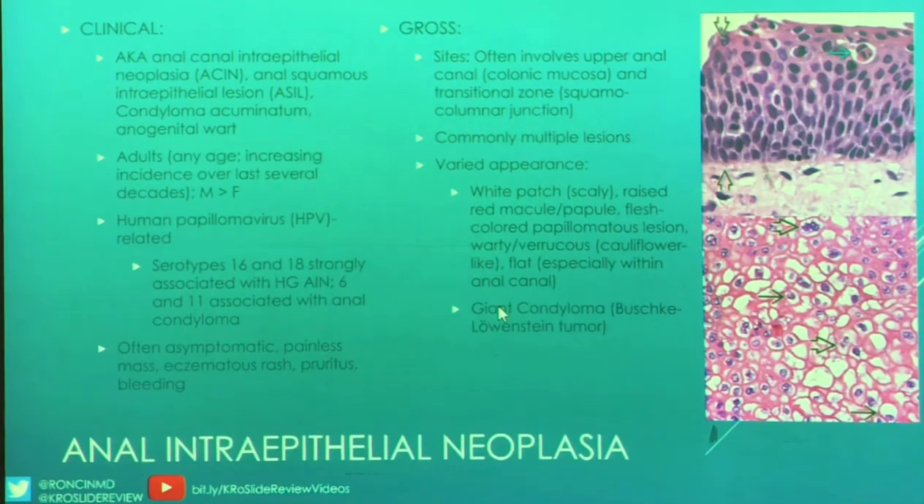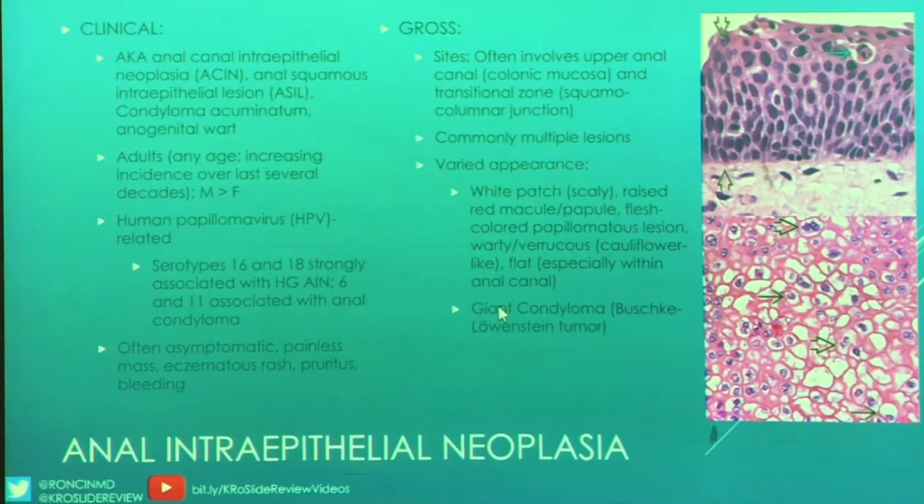What's important to note is that serotypes 16 and 18 are associated with high-grade AIN as well as squamous cell carcinoma, whereas 6 and 11 are more associated with condyloma, which just means, are you looking at low-grade or high-grade dysplasia? Often these are asymptomatic, but the patients might have an eczematous rash, it might be itchy, and over time it might even start to bleed.